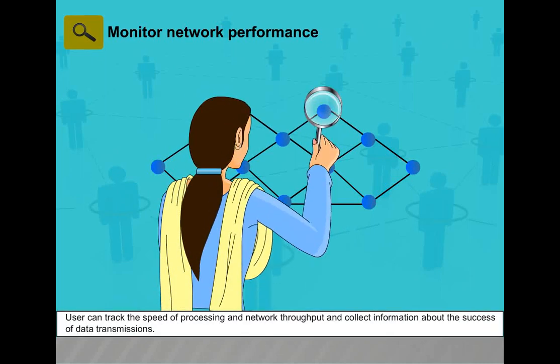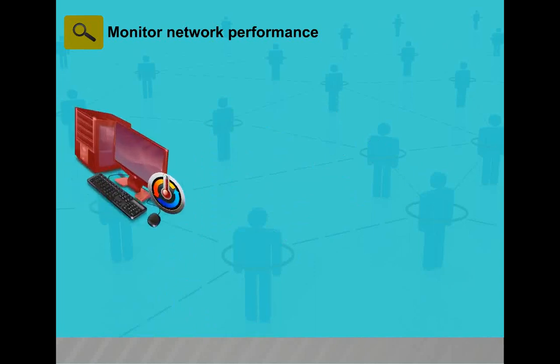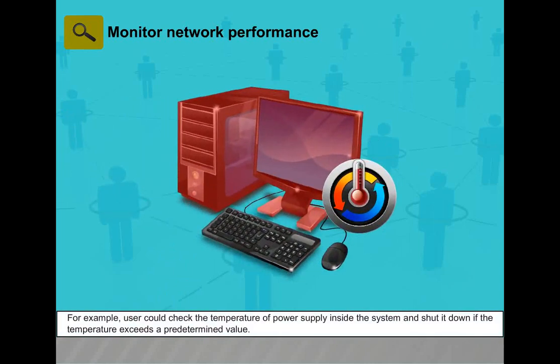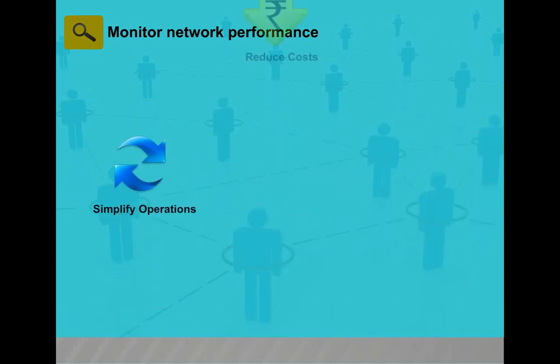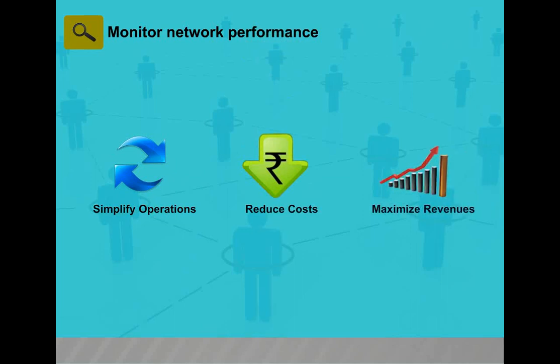Monitor network performance. Users can track the speed of processing and network throughput and collect information about the success of data transmissions. For example, a user could check the temperature of a power supply inside the system and shut it down if the temperature exceeds a predetermined value. Simplify operations, reduce your costs, maximize revenues.